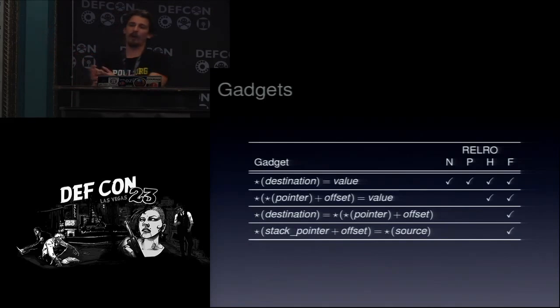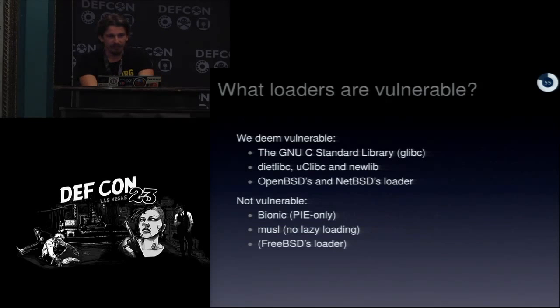And this is also the reason why I'm here, annoying you with 4 different techniques instead of just showing the last one, which is the most powerful one. Because depending on the protections that are enabled, you have different requirements and you need different gadgets, which might be easier or harder, or maybe just take more time to find and implement. So, okay, but after all these things, what loaders are actually vulnerable to this?